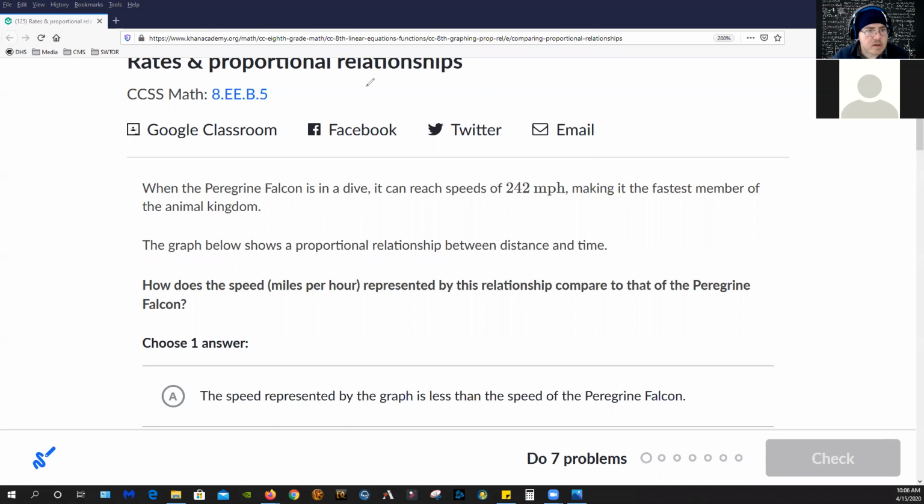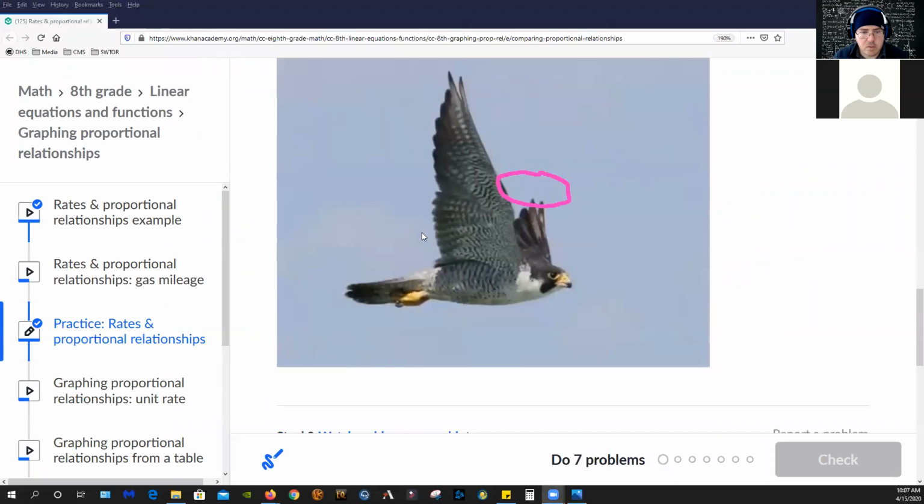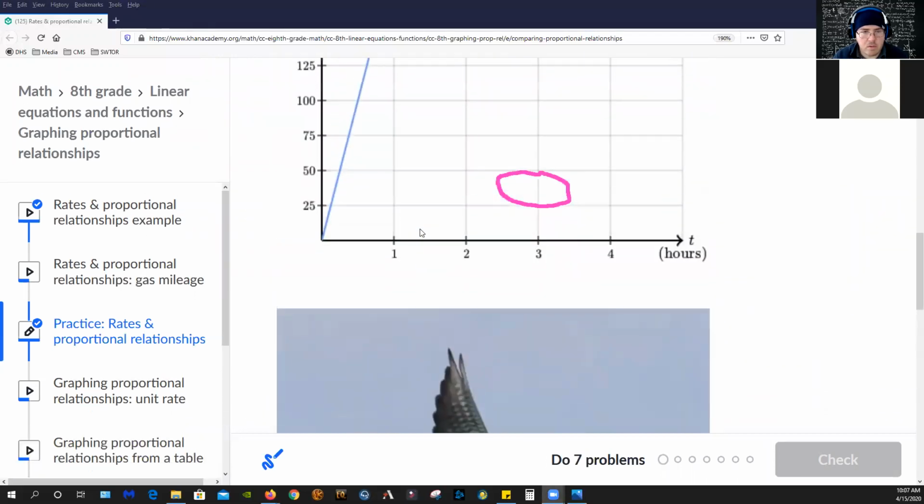When the peregrine falcon is in a dive, it can reach speeds of 242 miles per hour, making it the fastest member of the animal kingdom. Oh, very impressive. The graph below shows a proportional relationship between distance and time. How does the speed represented by this relationship compare to that of the peregrine falcon? I guess I better scroll. Okay, hang on. Let me zoom out a bit. Oh, there's a picture of the falcon. Cool. Okay.